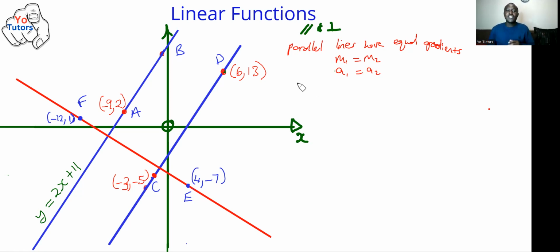That's what happens. So in this case here, we can take AB. The gradient of AB is equal to 2. What about CD? Let's just quickly find the gradient of CD now.